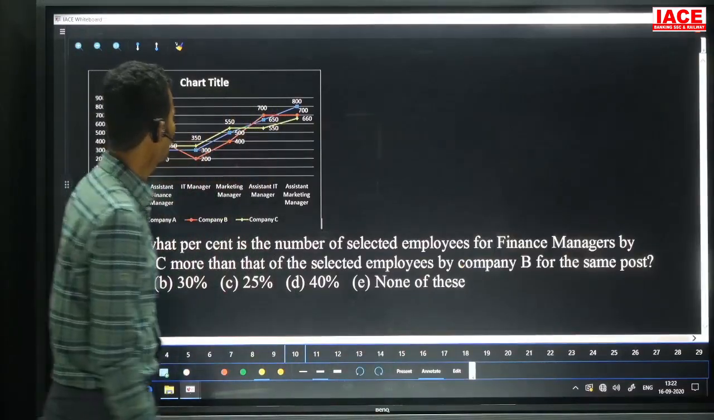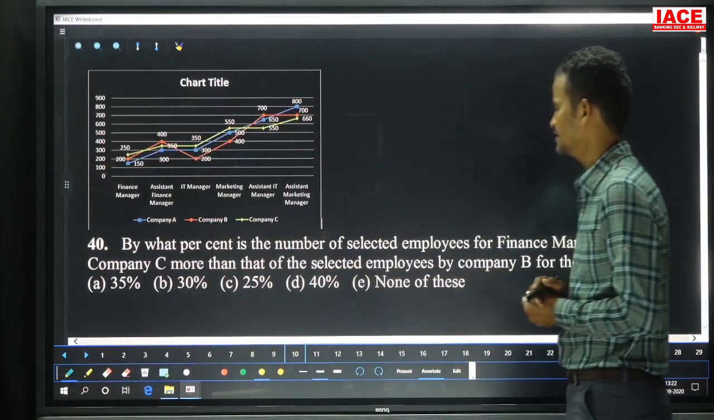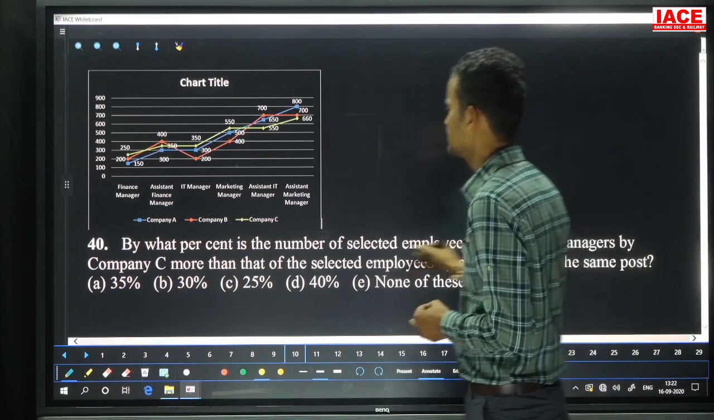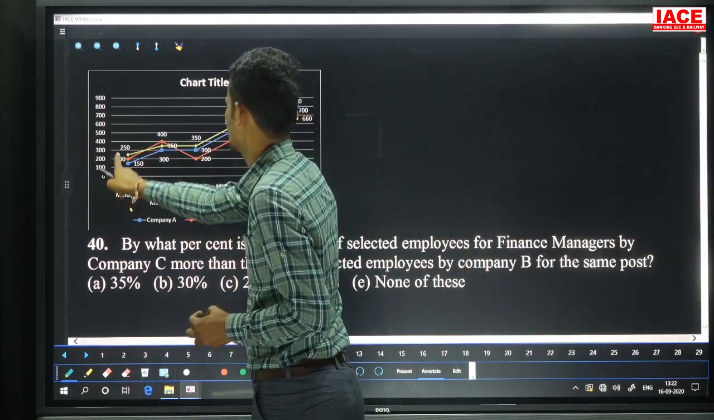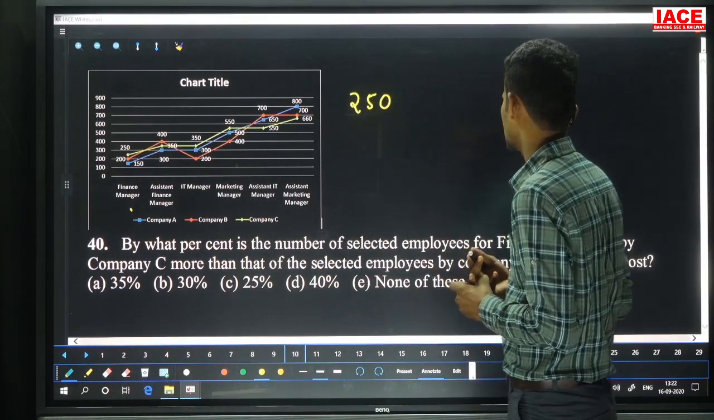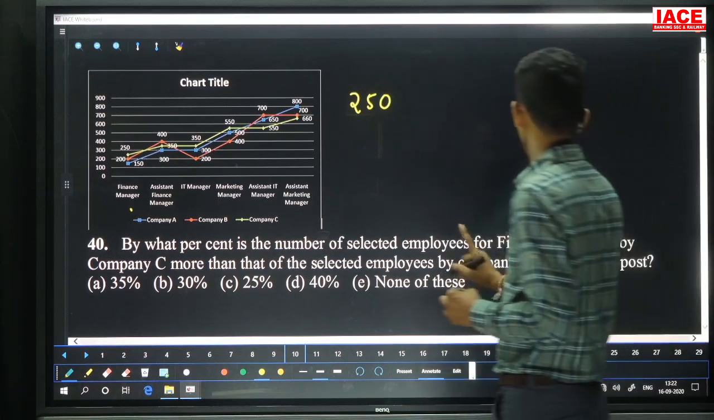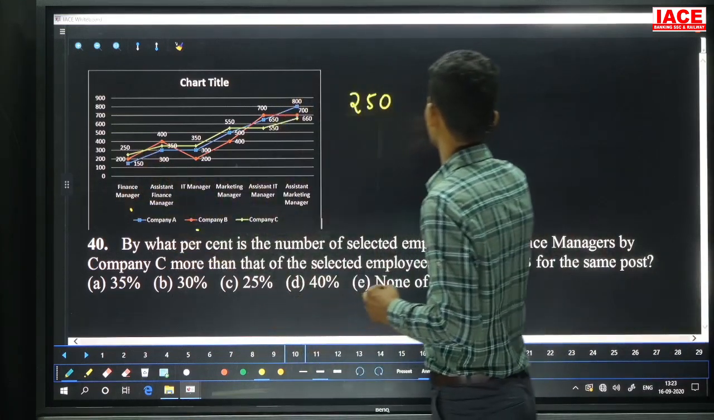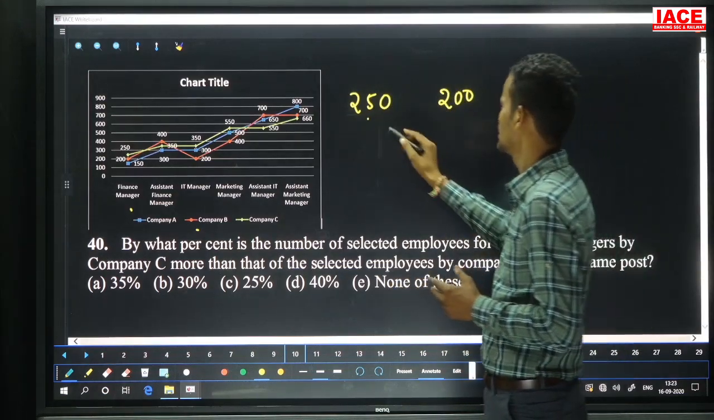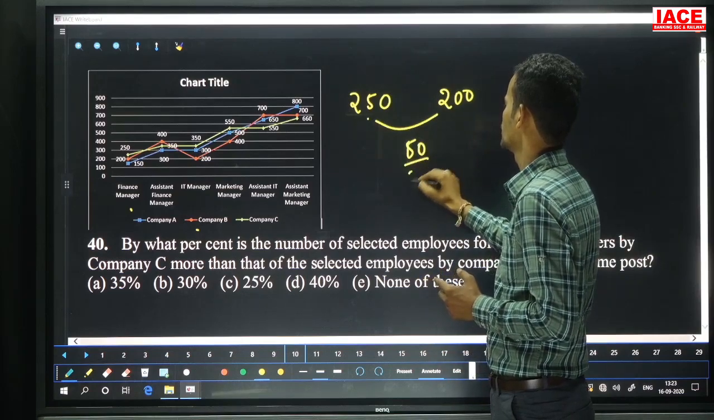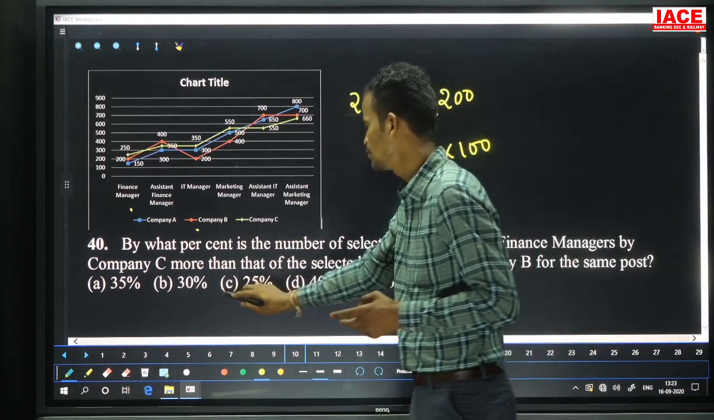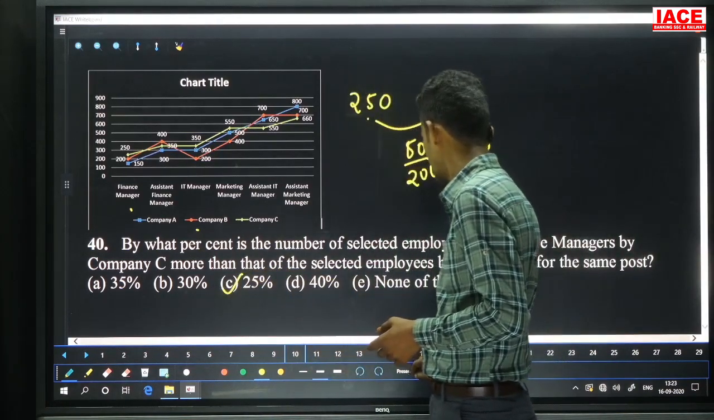What is the next question given? By what percentage is the number of selected employees for the finance manager by company C more than that of selected employees by company B? Finance manager, company C is 250. Company B same post. Company B how many, sir? 200. So 250 is how much percent more than 200? So listen, sir. How much more, sir? 50 by 200 into 100. 50 by 200 means 1 by 4. 1 by 4 means 25% more. Clear? Now see the next one.